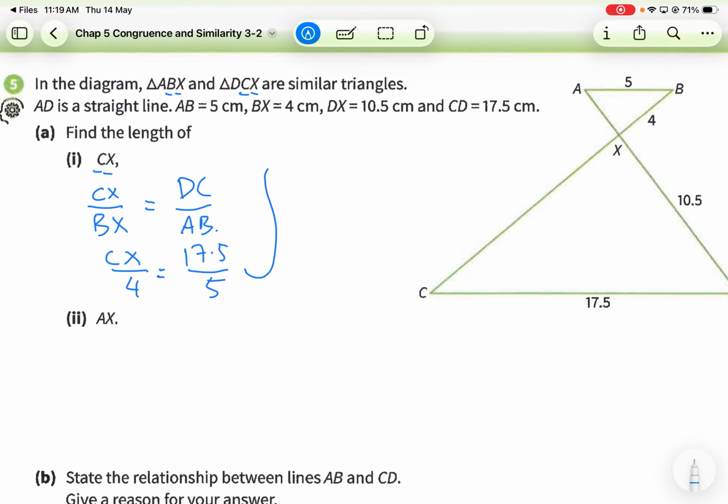Then I can solve this equation, make CX the subject, multiply 4 to both sides. Then I will be able to find CX is 14. Okay?